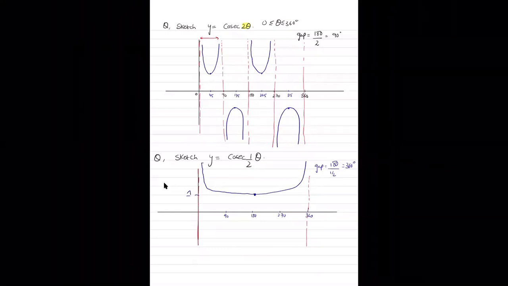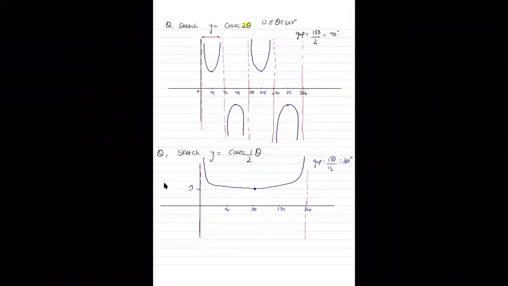Okay. The same thing is going to happen when you have a function of secant 2 theta and secant half theta. Let us look at an example of secant 2 theta. Are you done till here? Yes. Secant 2 theta.